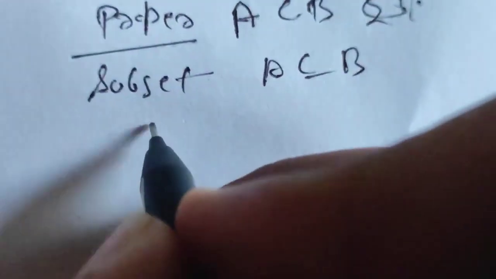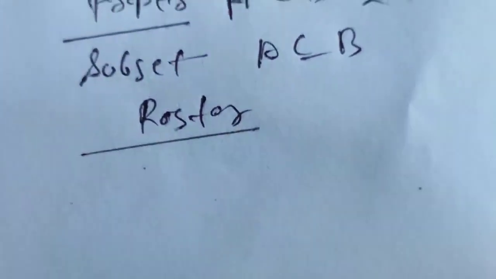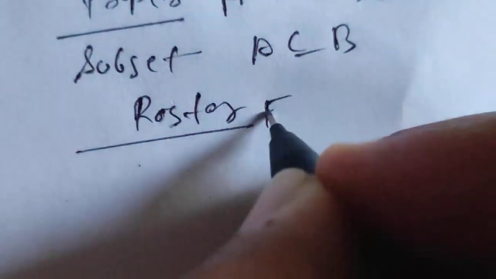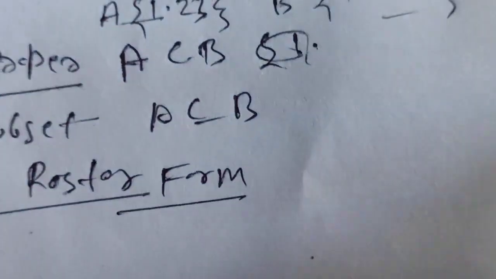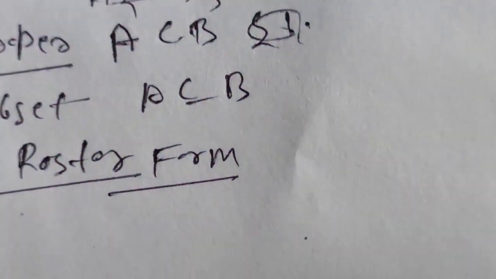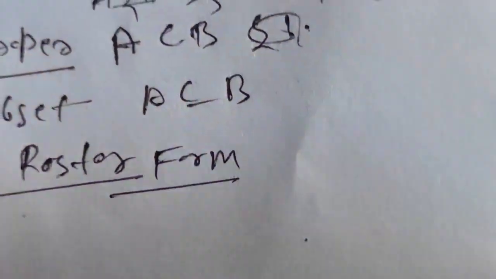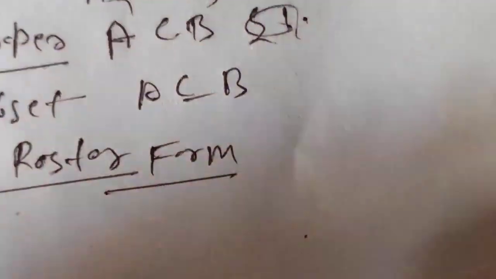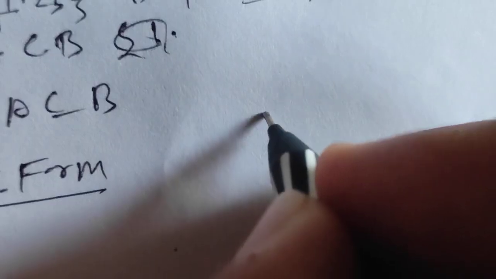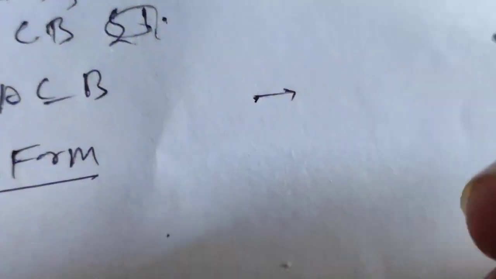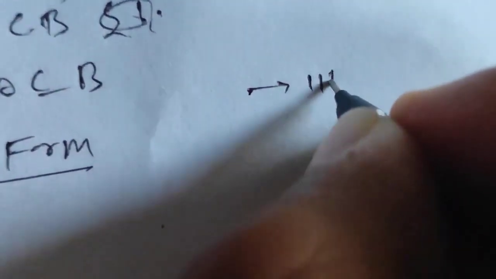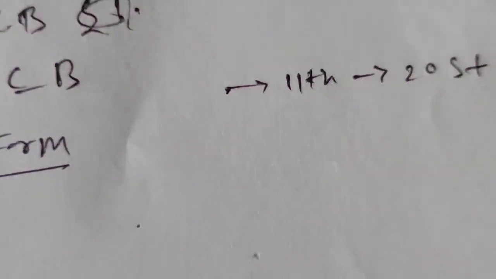Now we talk about roster form. Let's understand it using an example from real life. For example, currently you are in 11th grade. Say you have 20 students in your 11th grade class.